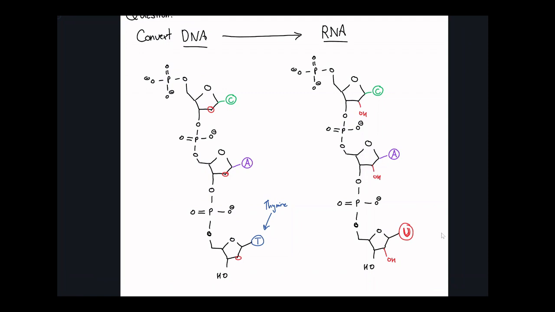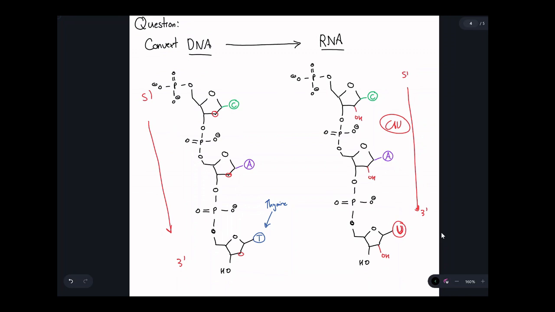So reading this from a 5 to 3 direction gives us CAT. Reading this from a 5 to 3 direction gives us CAU, but spelt this way. So with the addition of the 2' OH and changing the T for a U, we've made the RNA equivalent to that DNA molecule. Hopefully you found that question somewhat interesting. And without further ado, we'll go to the importance of that OH in stability and talking about DNA versus RNA, their function and their stability in the next video.